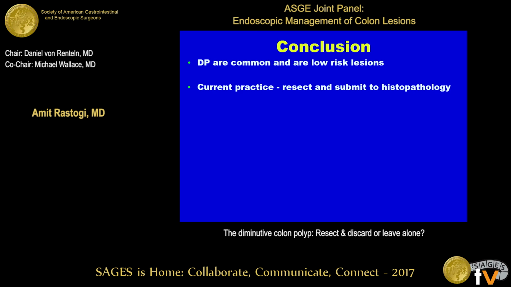So in conclusion, diminutive polyps are very common, and they are low-risk lesions. The current practice is we resect these and submit them to histopathology, with the caveat that if you have multiple small, pale, hyperplastic polyps in the rectosigmoid, our current standard of practice is to sample a couple and not remove all of them.